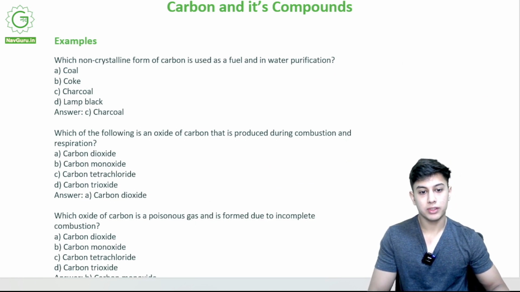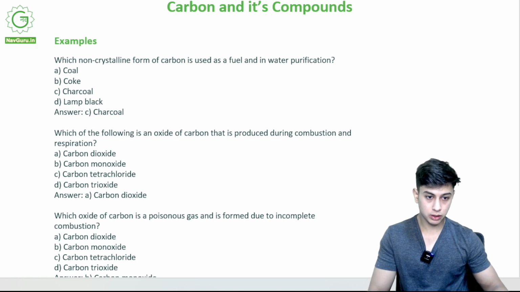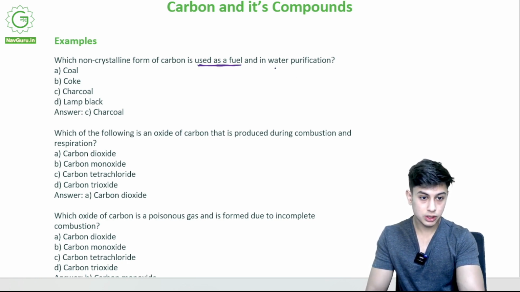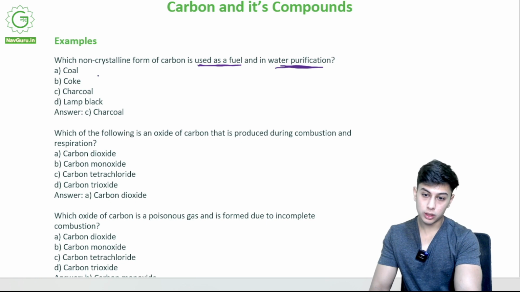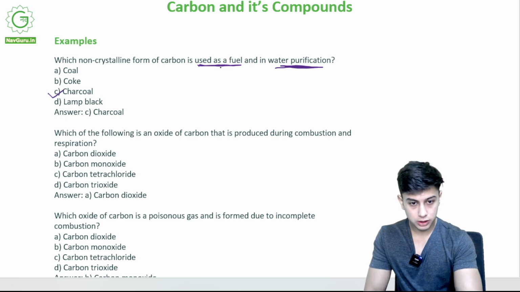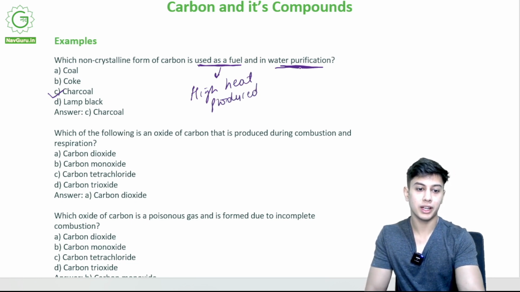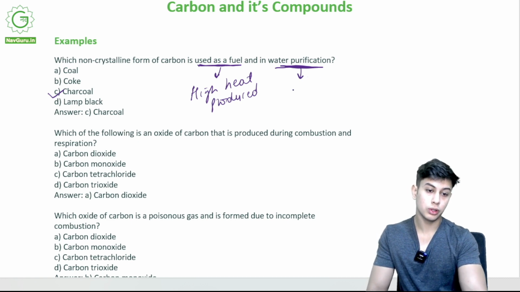Which non-crystalline form of carbon is used as a fuel and in water purification? Underline what was important. It is used as a fuel, and it is used in water purification. So options are coal, coke, charcoal, lamp black. Answer is charcoal. And why? Charcoal is used as fuel because of the high heat produced. But why in water purification? If you remember, I told you charcoal has the property of an adsorbent.